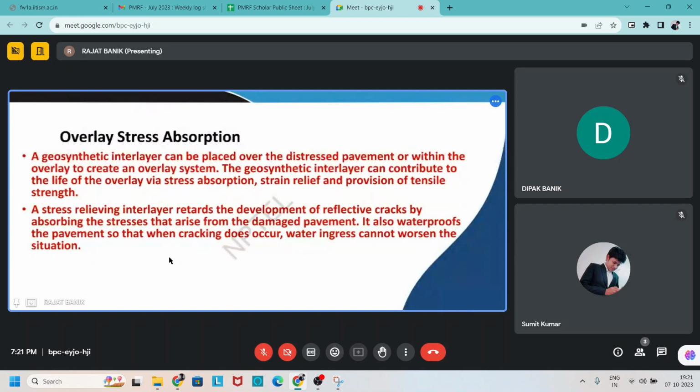And due to this application, the crack may not develop further, and the formation of cracks may also be prevented, and excess stress and strain may also be relieved. We also use it as a waterproofing layer. That means it can also resist the water.